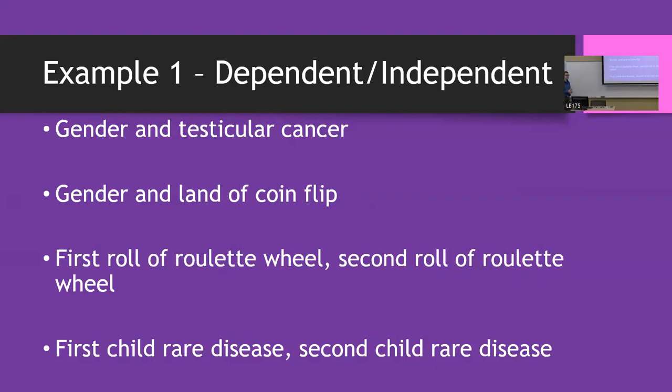The answer is yes. The first child having some rare disease is an indicator that whatever genetic components make up that rare disease, the parents have them, right? So a couple's second child is more likely to have that rare disease if the first child has that rare disease too. Does that make sense? So that would be dependent. One depends on the other. One's affected by the other.